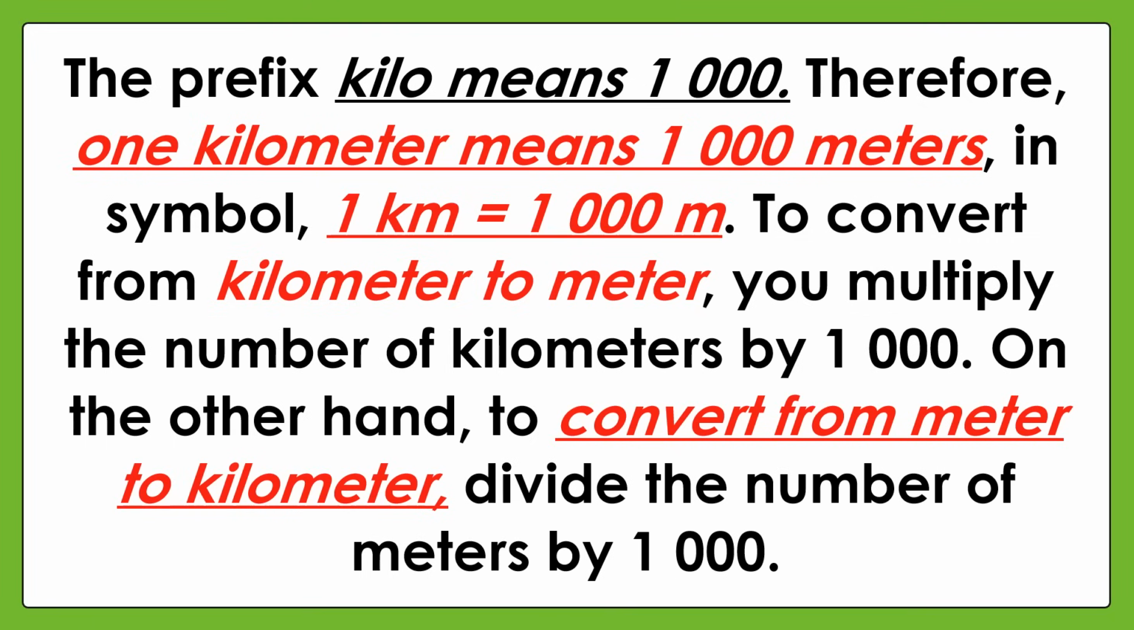The prefix kilo means 1,000. Therefore, 1 kilometer means 1,000 meters. In symbol, 1 kilometer is equal to 1,000 meters. To convert from kilometer to meter, you multiply the number of kilometers by 1,000. On the other hand, to convert from meter to kilometer, divide the number of meters by 1,000.